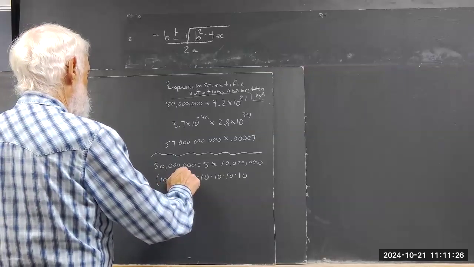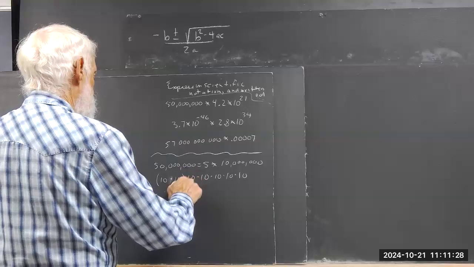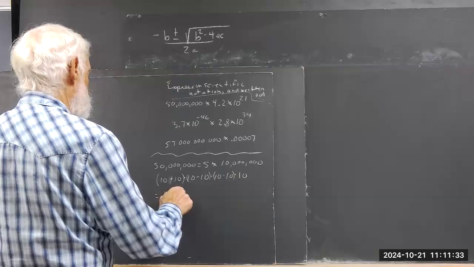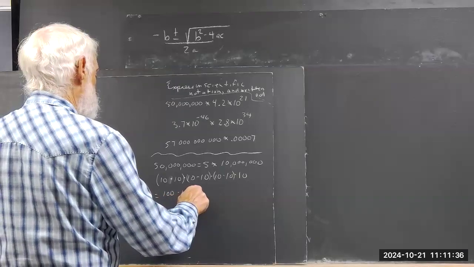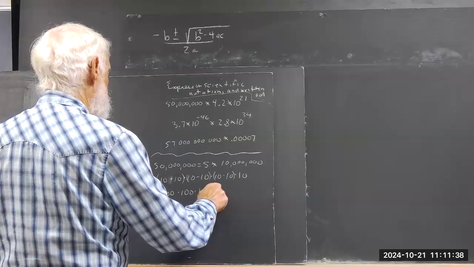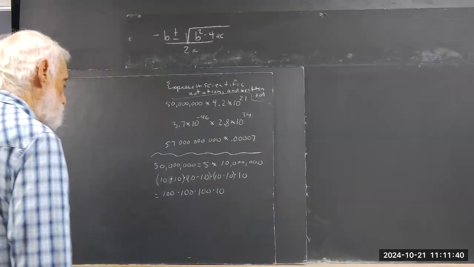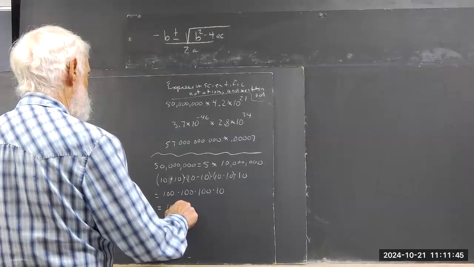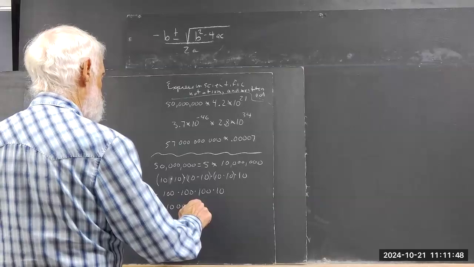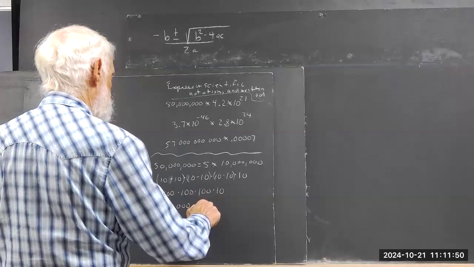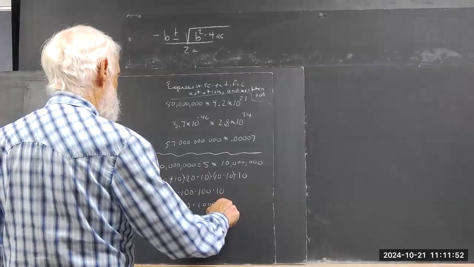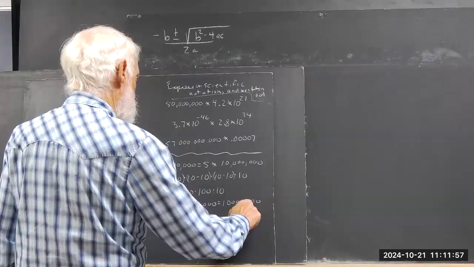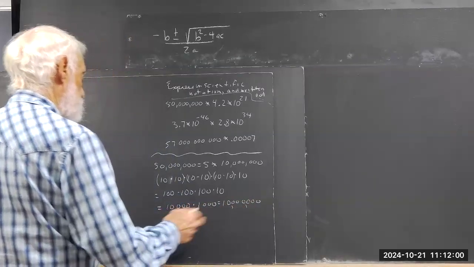That's, and we're going to just go ahead and group them in twos. That would be 100 times 100 times 100 times 10. And 100 times 100 is 10,000. And 100 times 10 is 1,000. And that does come out 10 million.